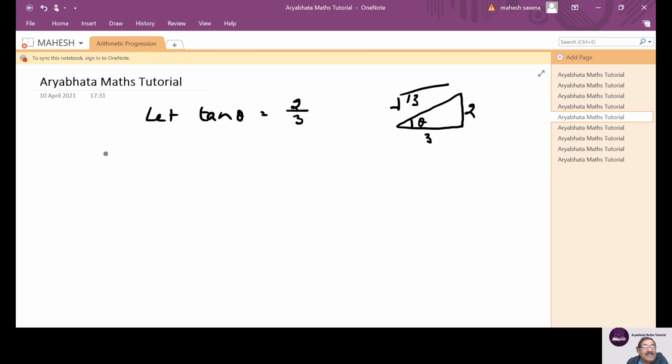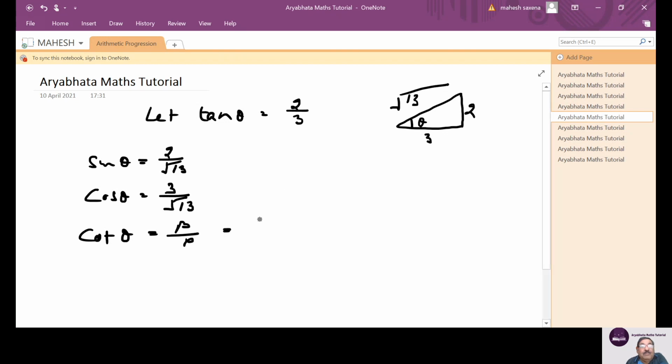Therefore, if tan theta is 2 by 3, then sine theta will be, sine is perpendicular upon hypotenuse, perpendicular is 2, hypotenuse is root 13, it will be 2 upon root 13. Similarly, cos theta will be base upon hypotenuse, that is 3 upon root 13. Cot theta is equal to, cot is base upon perpendicular, therefore it will be 3 by 2.